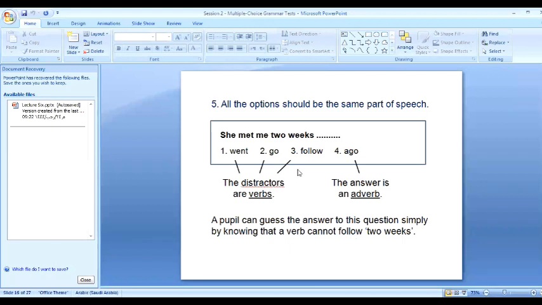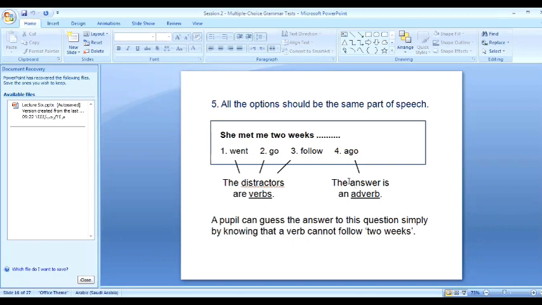Number 5, all the options should be the same part of speech. She met me 2 weeks, dash, dash. 2 weeks went, or go, or follow, or ago. So the distractors like went, go, follow, those are verbs. And the answer is an adverb. So the distractors and the answer should be the same part of speech.